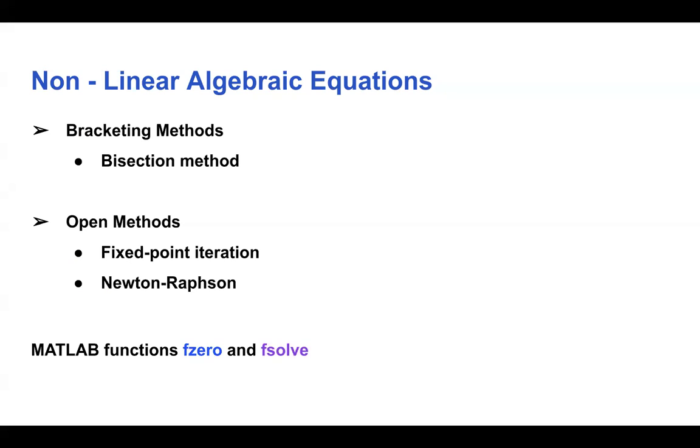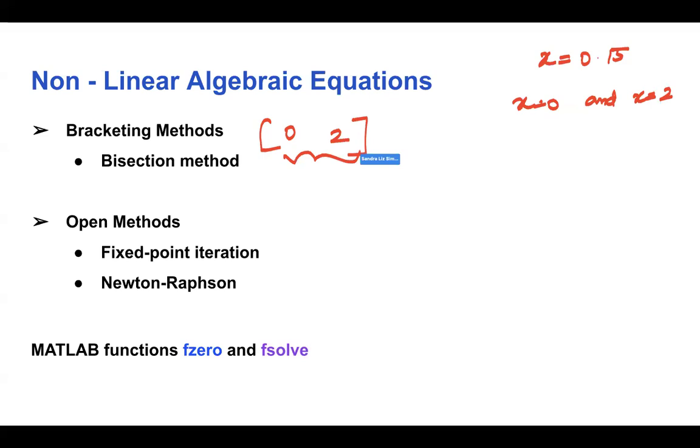For example, you know your solution is like 0.15 something, right? So what you have to do is create a bracket. When you start the program, you will have to say, okay, find the solution that falls between x equal to 0 and x equal to 2. So this is the bracket, 0, 2. The bracketing method will try to find a solution that falls within this bracket. That's what a bracketing method does.